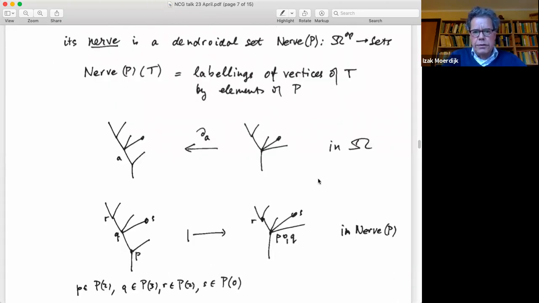So look at this. This is the picture in omega here. And here is an element of the nerve of P at this tree T. So it assigns an operation p in P2, here it is, a q in P3, an s in P0, and an r in P2 again. And then I have to define what the action is by this arrow. So I have to find a similar labeling here. But these two vertices are now just one vertex because I've contracted A. And so I assign to this new vertex, this contracted vertex, so to say, the composition p circle 1 q.